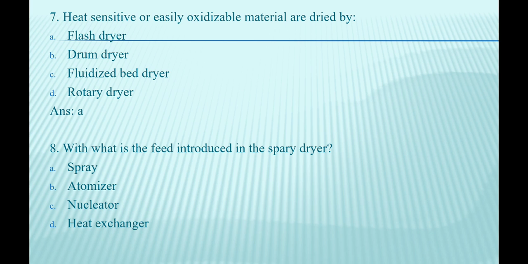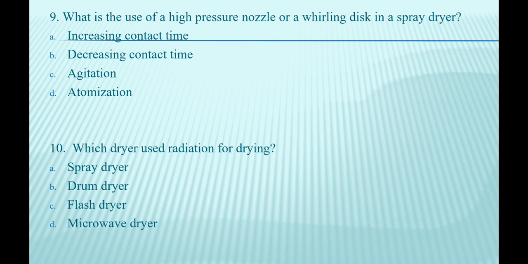Next question is, with what is the feed introduced in the spray dryer? Option A, spray. B, atomizer. C, nucleator. D, heat exchanger. So the correct answer is B, that is atomizer.